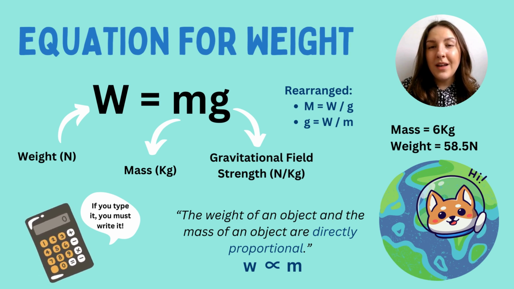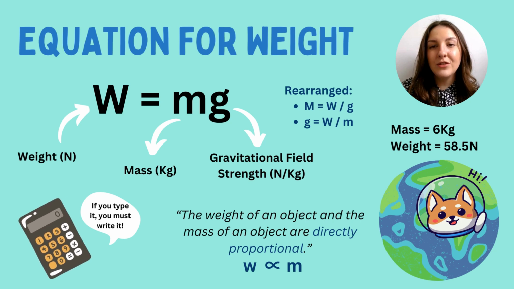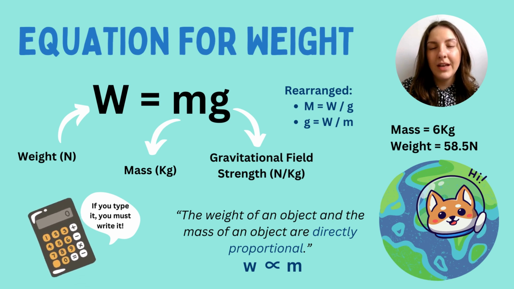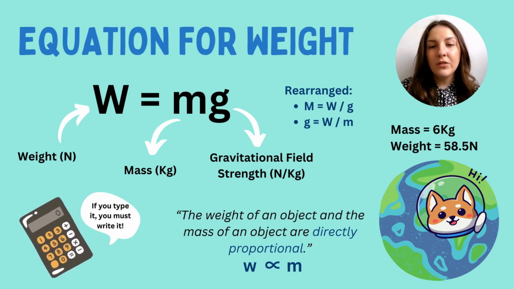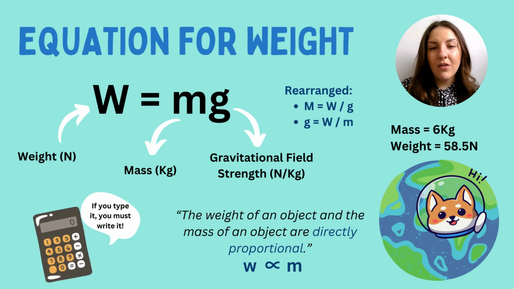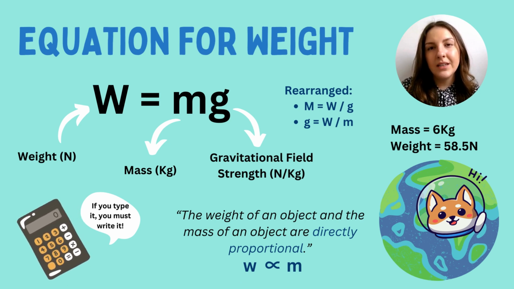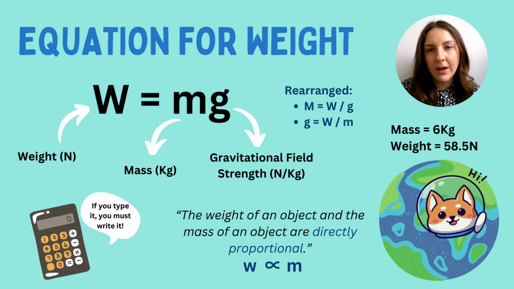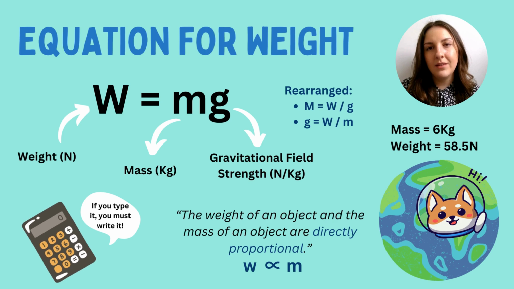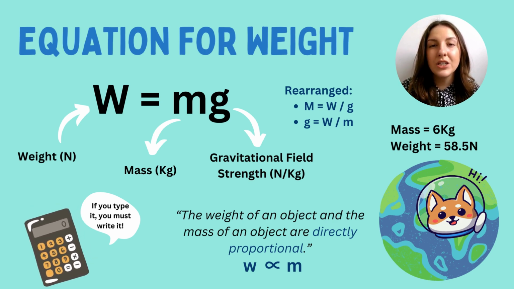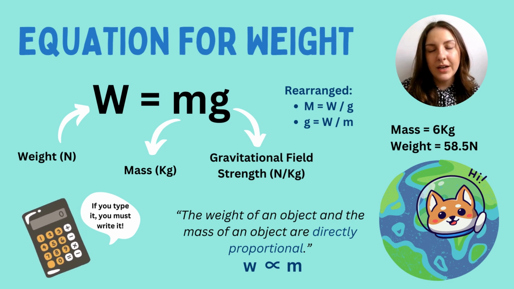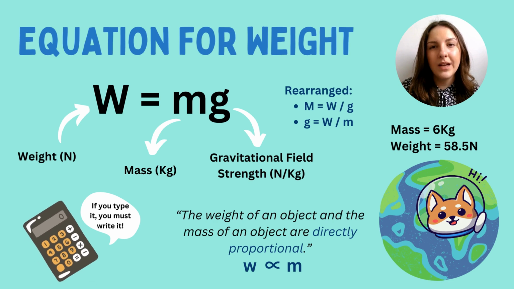Just remember as well, something to mention, because they do like to ask this in the exam. How they're related is through an idea of a directly proportional relationship. So the weight of an object and the mass of that object are directly related through this idea of proportionality. If we increase the mass of an object, we also increase the weight. They are directly proportional, and you can express this on a graph by drawing a linear line through the origin, and that shows that directly proportional relationship.